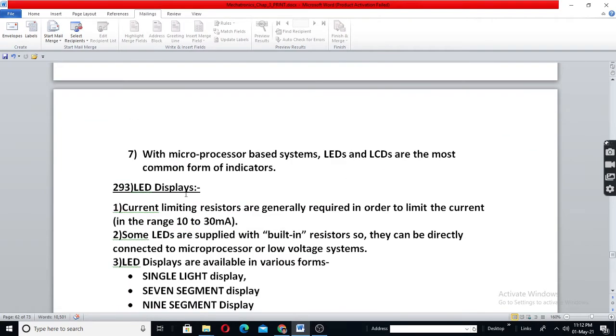Now LED display. There, current limiting resistors are usually used in series to limit the current. Some LEDs are supplied with built-in resistors, so they can be directly connected to the microprocessor or low voltage systems. But for higher voltage, you need extra series resistances. You have to calculate according to the value of voltage and current capacity of the LED.